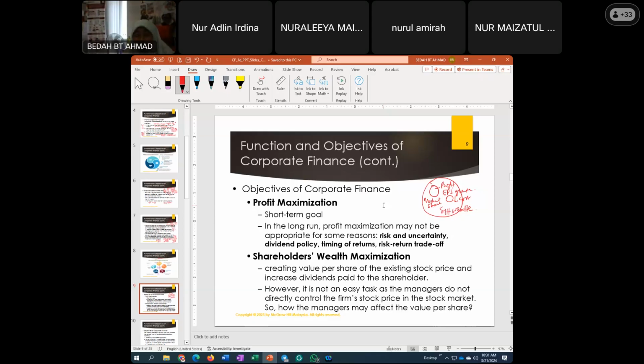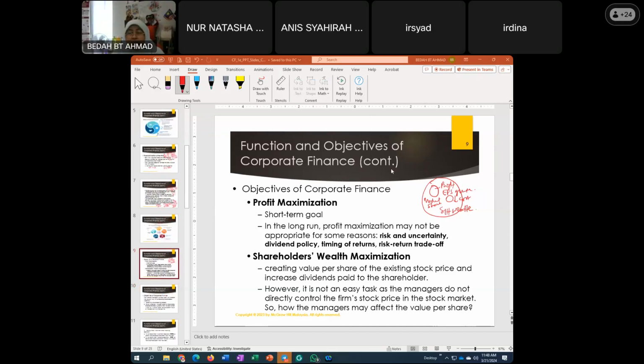So that's why the shareholders need to go for shareholders' wealth maximization. So I think for this one, shareholders' wealth maximization, I will continue later to give way for the students to dismiss class and welcome students 4E to continue class.